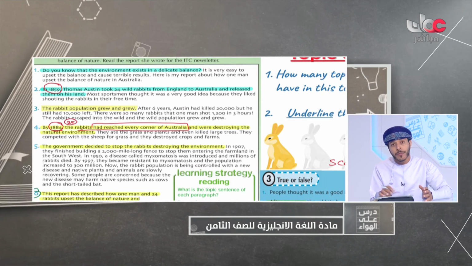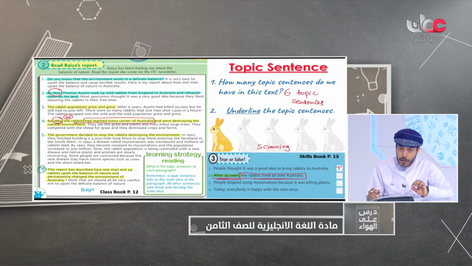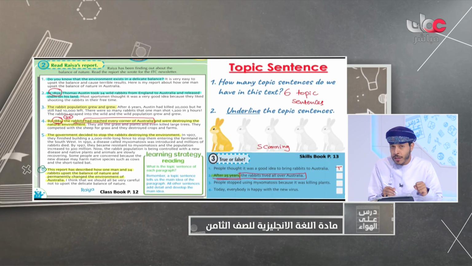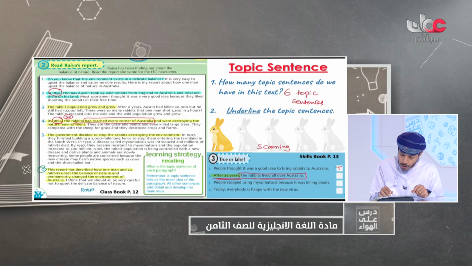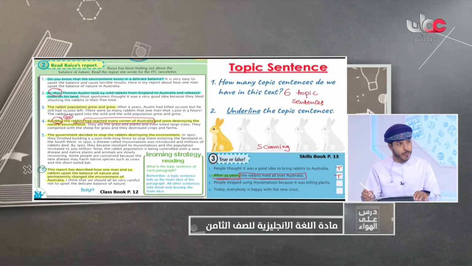It means what? The same idea. So this statement is not literally written in this text, but it is already mentioned, and we have to understand it by understanding the context of the text. So the rabbits lived all over Australia, it's the same as rabbits had reached every corner of Australia. So the answer is again what? What do you think? It is again true.